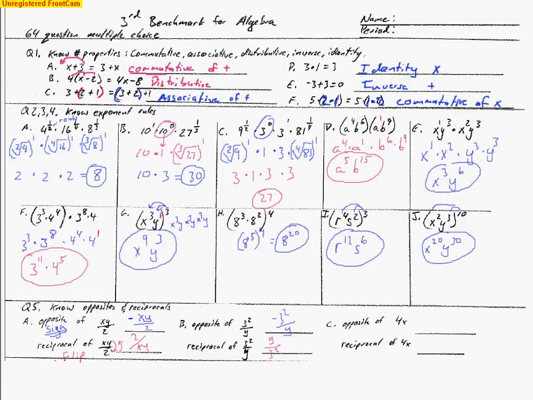Well, opposite of 4x, it's just going to end up being negative 4x. And the reciprocal of 4x, well, think about what the 4x is as a fraction, and it's easier to figure out. If you don't see it as a fraction, it's always over 1. Take its reciprocal, you get 1 over 4x. Well, those are similar problems to the first 5. We'll take a look at other parts to find other problems.